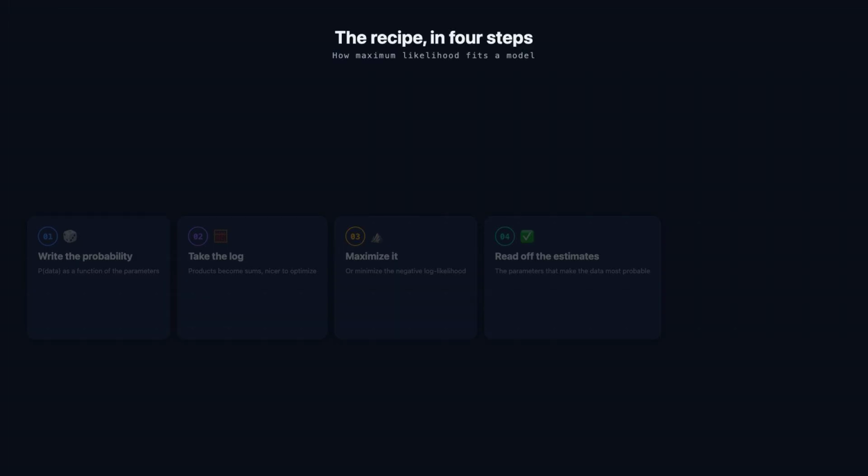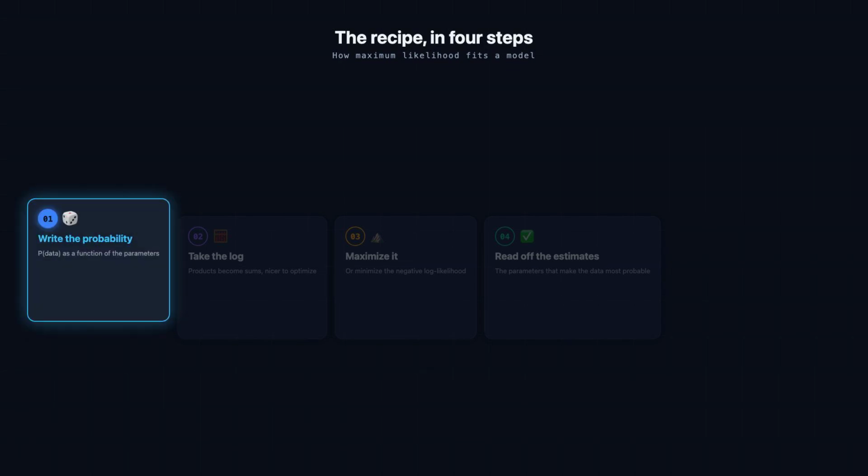Let us walk through the recipe because it is really just 4 steps once you see it laid out. Start with the fact that a model with some parameters assigns a probability to any dataset. Given a mean and variance, a Gaussian tells you how likely your observed points are, and the weights of a network do the same thing. Write down that probability of the data as a function of the parameters, holding the data fixed. That function is what we call the likelihood.